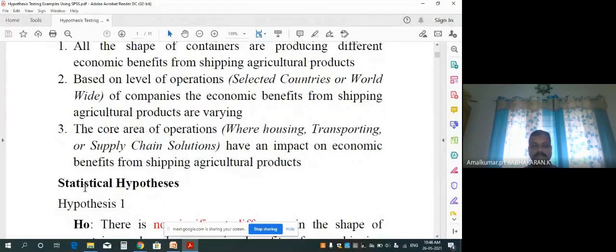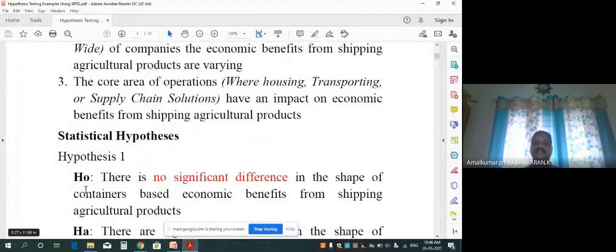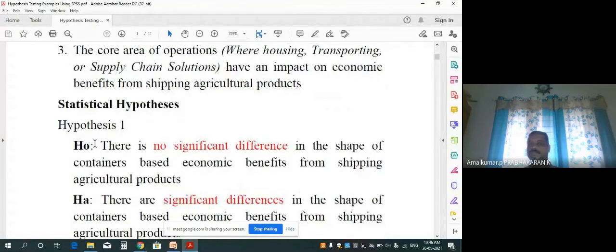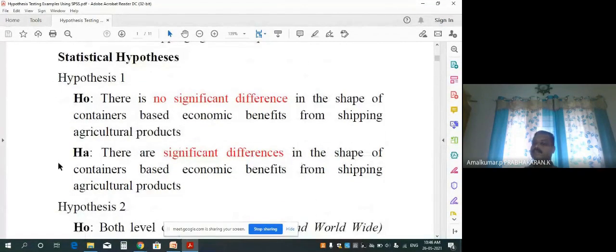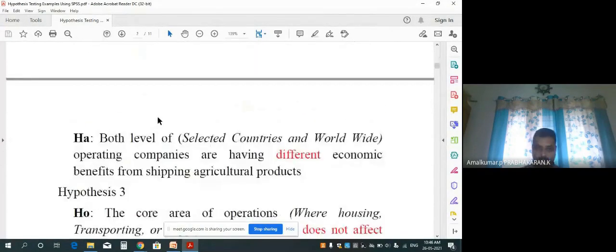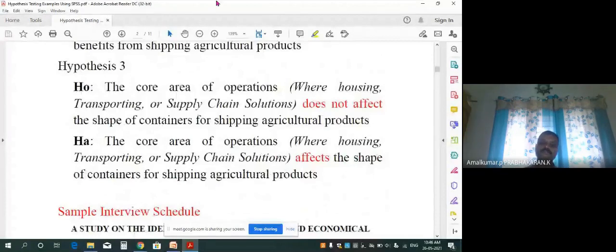Every statistical hypothesis has two parts. The first part is the null hypothesis, and the second part is the alternative hypothesis. Based on the research hypothesis, in order to solve it, the researcher developed three different statistical hypotheses. Then I am moving to how to solve these three hypotheses. These three hypotheses are developed by the shipping company officials for solving their problem, or developed by the researcher.